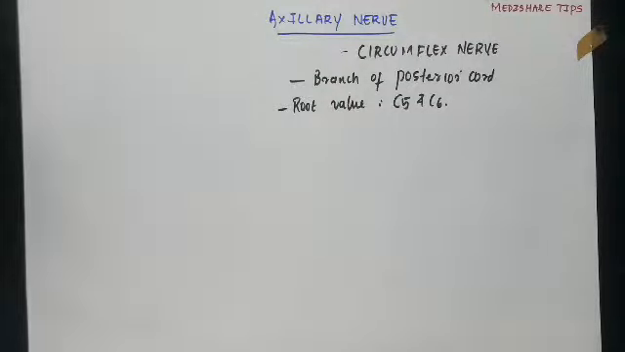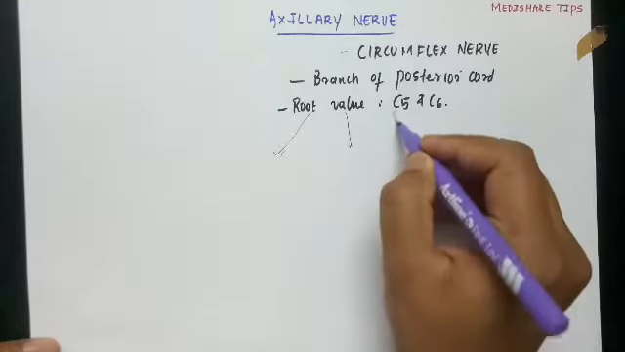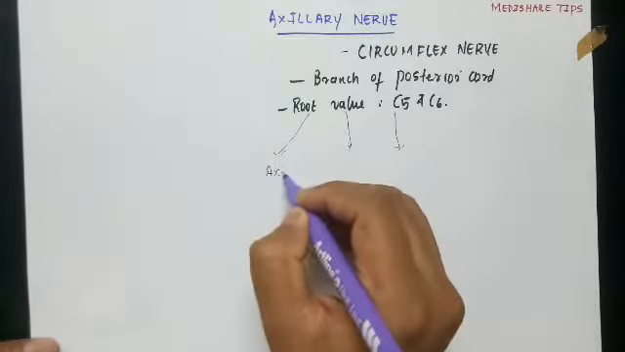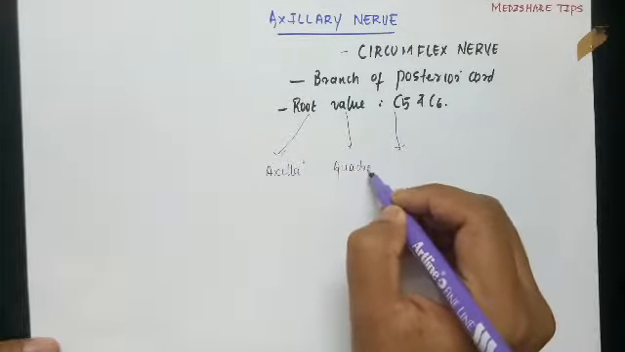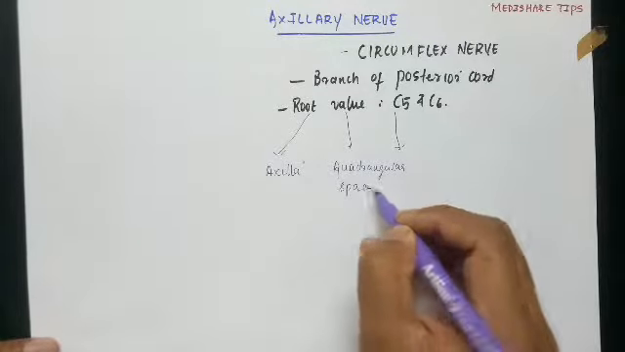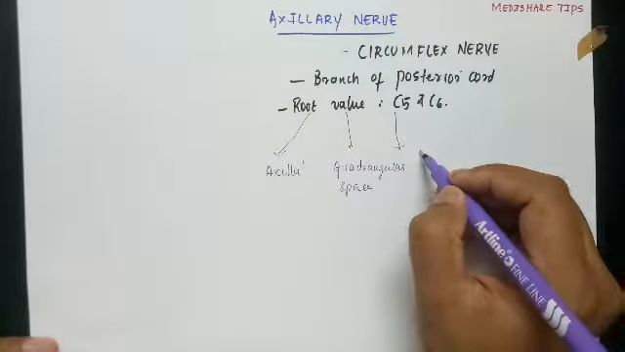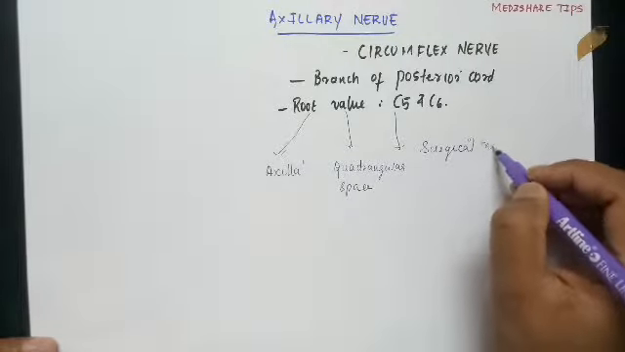It passes through three structures. It passes through the axilla. It passes through a space known as the quadrangular space, and next it passes through the surgical neck of humerus on the posterior aspect.